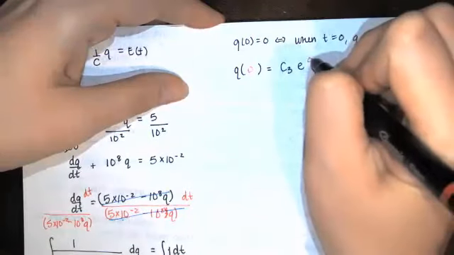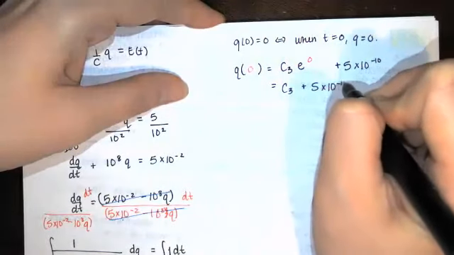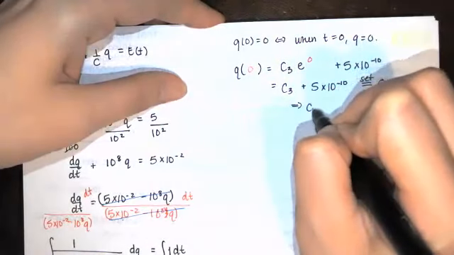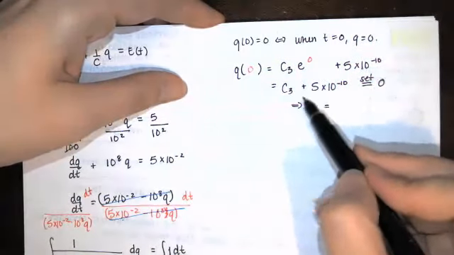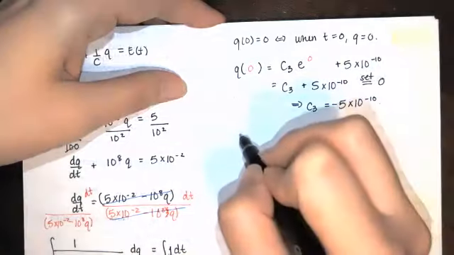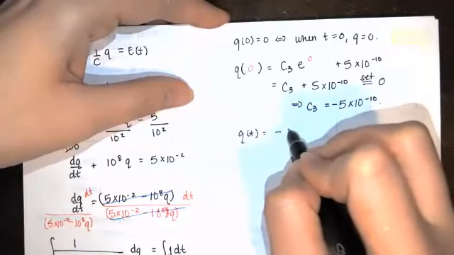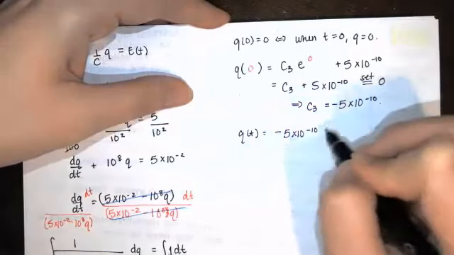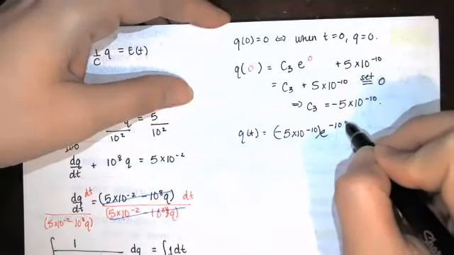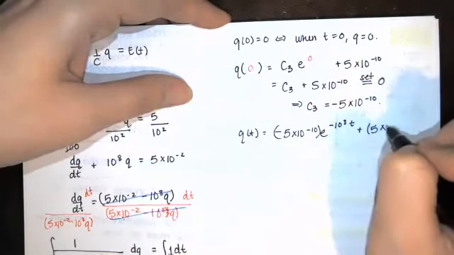So if we substitute in t equals 0, here we get that. That's just C sub 3 plus this. And then if we set that equal to 0 and solve for C sub 3, we see that C sub 3 must be the opposite of that. So negative 5 times 10 to the negative 10. So our Q of t, this is charge on the capacitor as a function of time, is negative 5 times 10 to the negative 10 times e to the negative 10 to the 8th times t plus 5 times 10 to the negative 10.